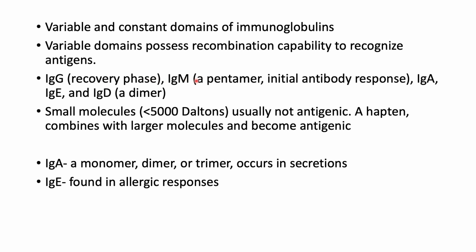You have IgM, which is the initial antibody response. So the antibody response in the immune case is IgM followed by IgG. IgA is found in secretory situations. It's a monomer, dimer, or trimer. IgE is found in allergic responses, and IgD is not really something we need to discuss at this point.